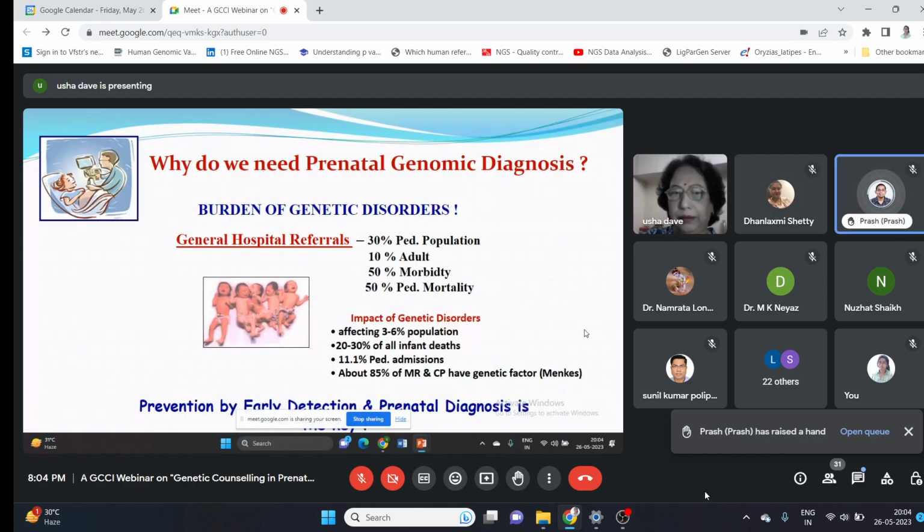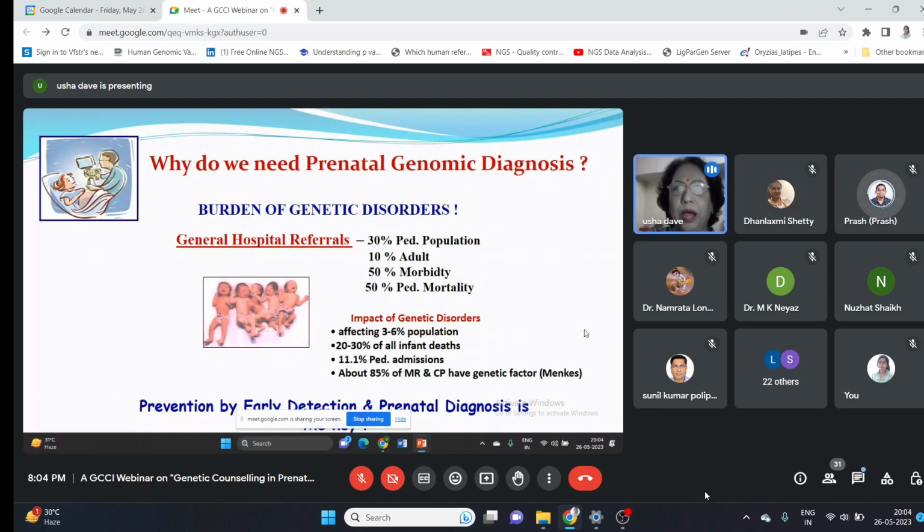Okay. So now the thing is, why do you need the prenatal genomic diagnosis? Because there is a burden of genetic disorders in India. When its population is more than 1.3 billion, you can imagine what the burden in India is.